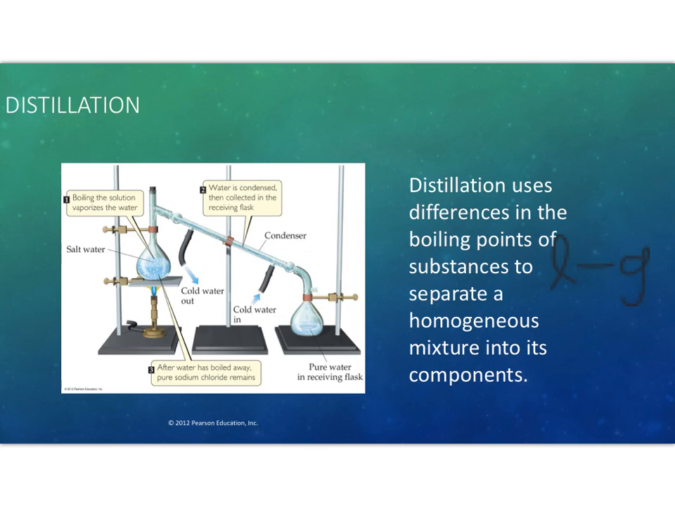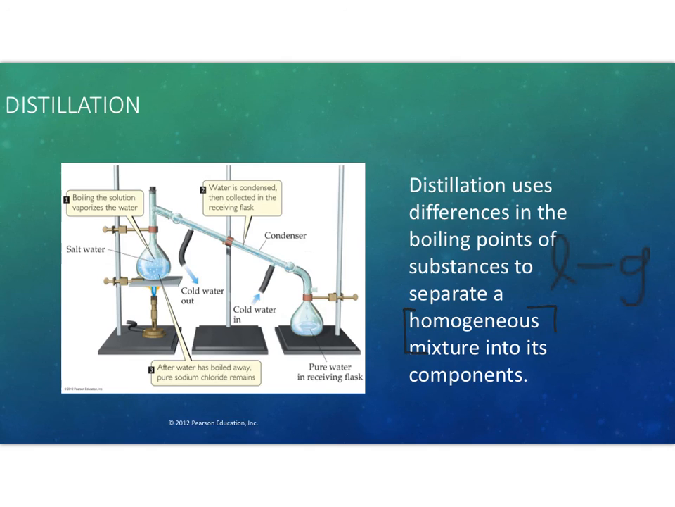We know that water and salt have two different boiling points. Water boils at 100 degrees Celsius and salt boils at approximately 1,413 degrees Celsius. So if we blend these two substances together, water and salt, or sodium chloride, the chemical name for salt, in a container, we would call them a homogeneous mixture.